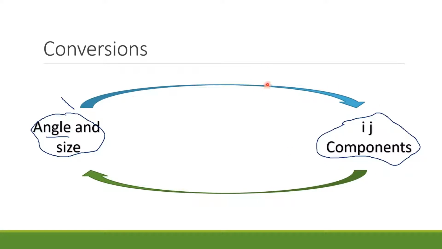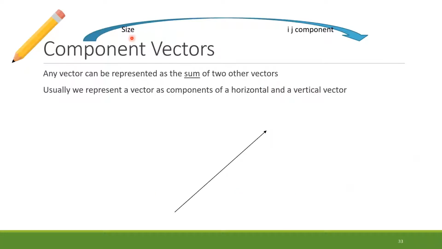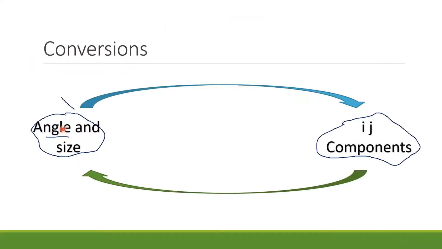I'm going to use this blue line. And see how I've got a blue line at the top of this slide? All that's there for is to remind us that we're going from size to making ij components. You can think about this as breaking a vector into smaller, littler vectors, i vectors and j vectors.